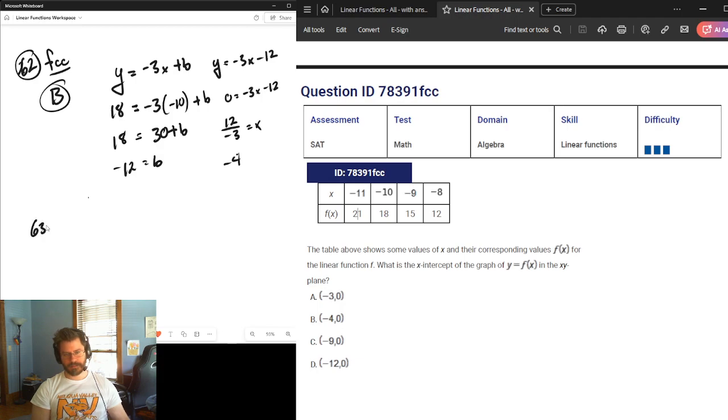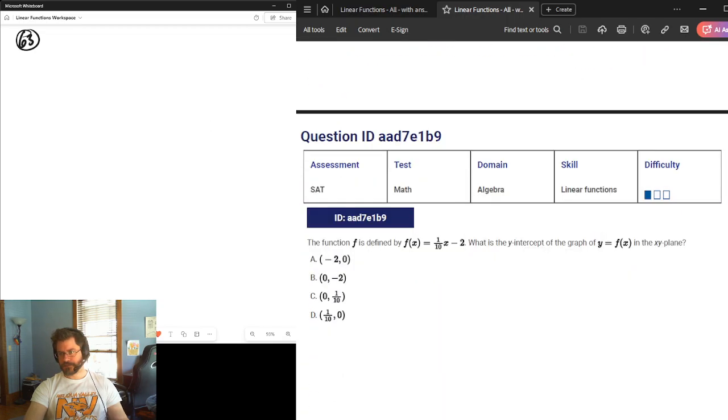63. 1B9. We've got either x-intercepts or y-intercepts as our answers. Again, when y is 0 or x is 0.